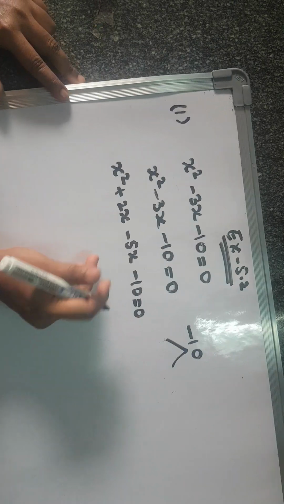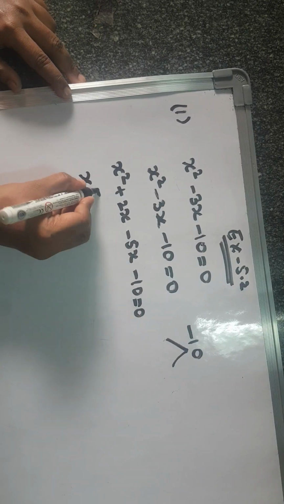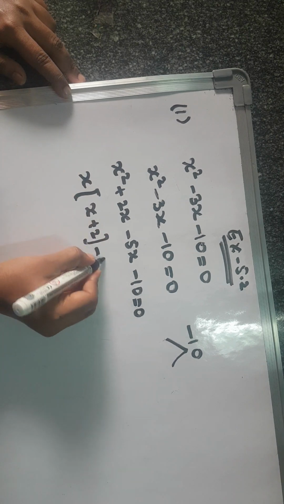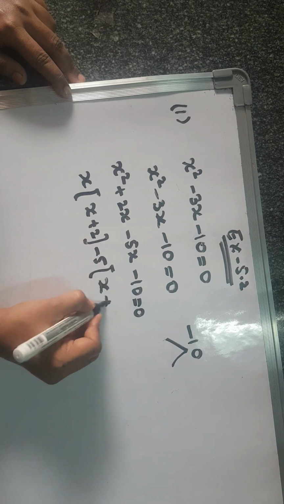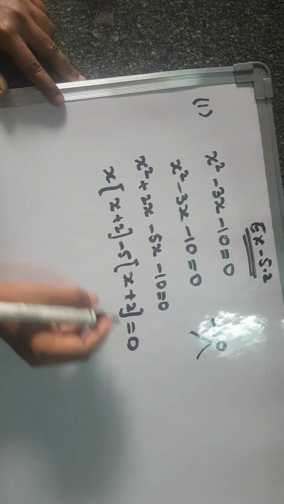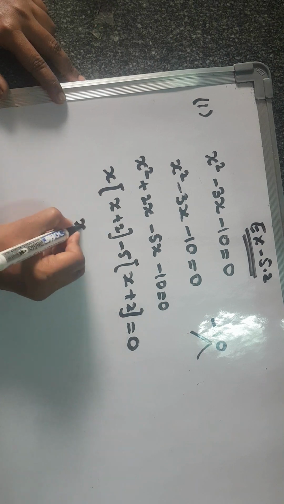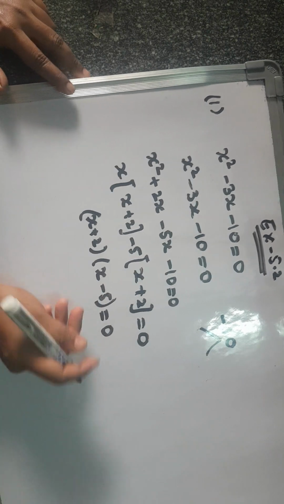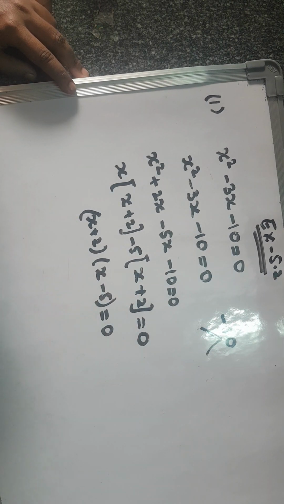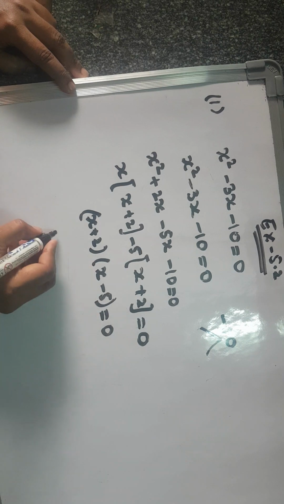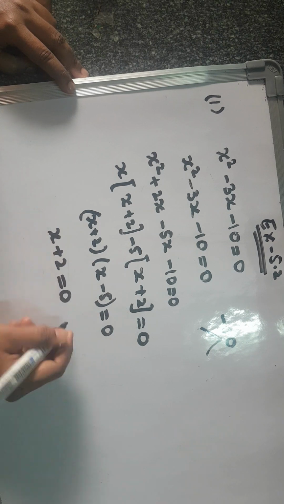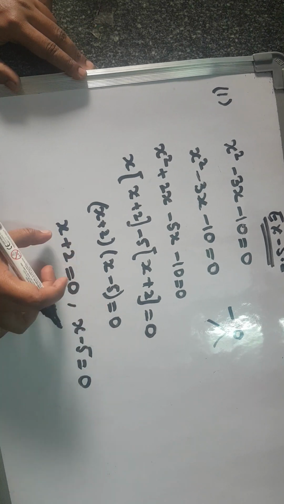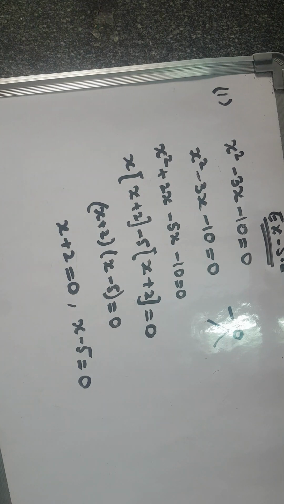Take the common term: x is common, so x plus 2, and in both minus 5 terms I take common, and this value is also x plus 2, equals to 0. In both terms, take x plus 2 common, which becomes x minus 5 equals to 0. This is the linear equation. Now separately equate each to 0, means x plus 2 equals to 0, comma, x minus 5 equals to 0.